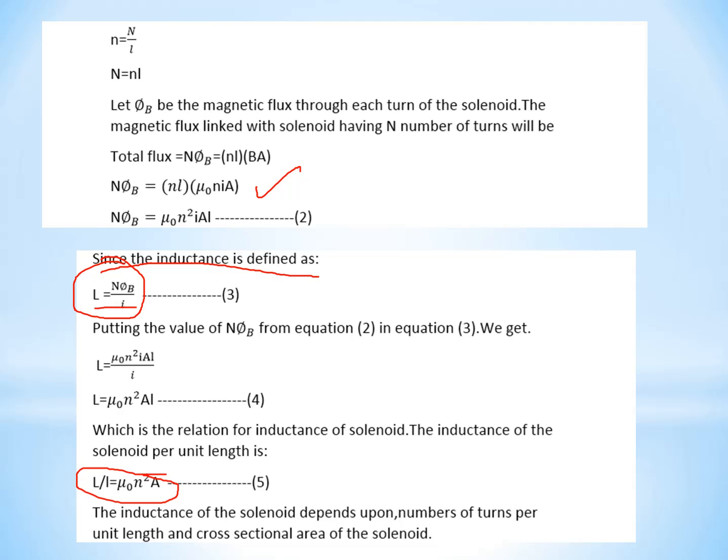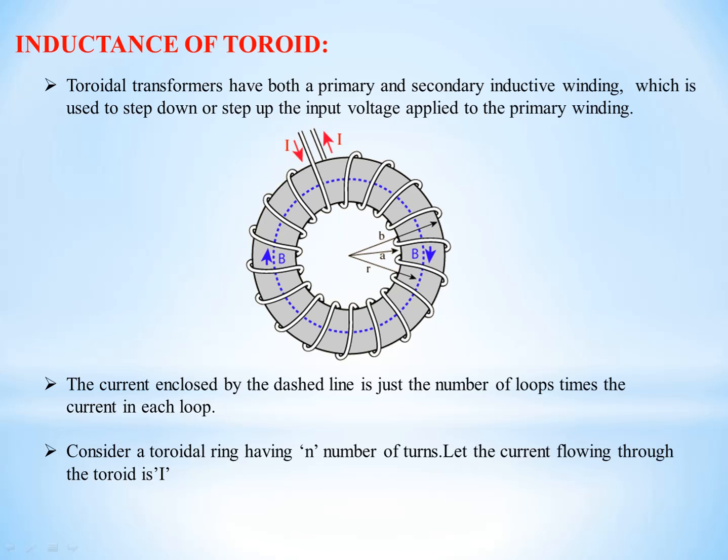Per unit length, L by l equals mu naught n square A. So A is the area of cross section. Also, it depends on the number of turns per unit length and the area of cross section A.